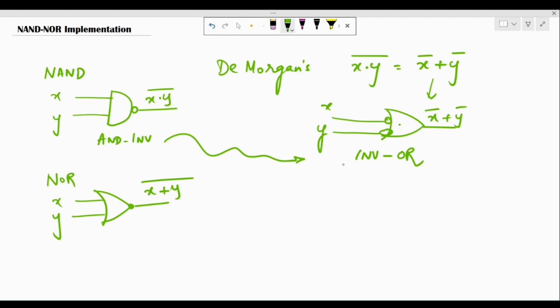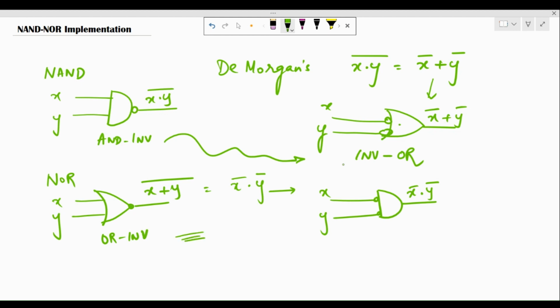Again, when we apply De Morgan's theorem to it, we know that this is equal to x bar dot y bar. So now if we try to implement this, we need an AND gate, and the input should be inverted before it is sent into the gate, so that we have x coming in but going into the gate as x bar, y coming in and going into the gate as y bar. So what ultimately comes out is x bar dot y bar. So can we say that the OR invert is equivalent to invert AND? So this is scenario 2.